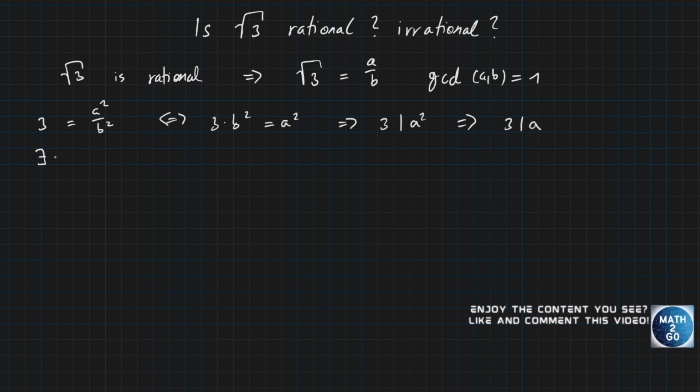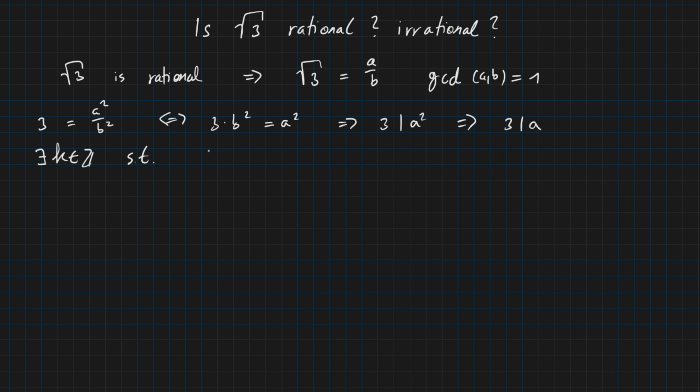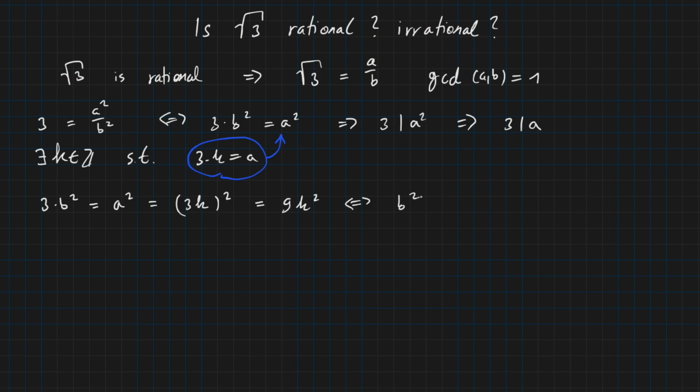Therefore, there exists some integer k such that 3 times k equals a. And we can now plug this into this equation in order to get 3 times b squared equals a squared, which is then 3k squared, and this equals 9k squared. And by dividing by 3, this is also equivalent to b squared equals 3k squared.